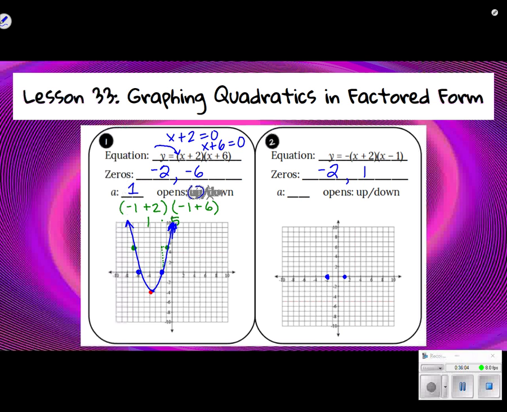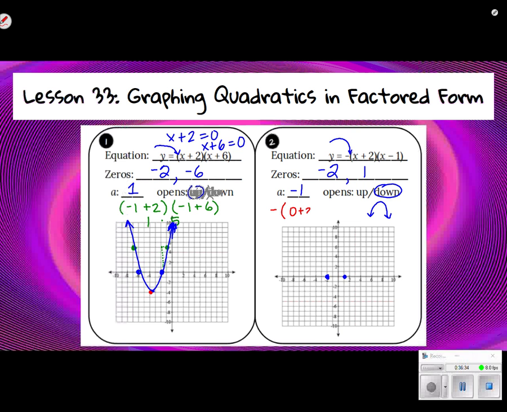All right, our a value, we look right in front of our parentheses, and we see a -1. That means it opens down. So it's going to flip upside down. It's going to be a frowny face. Now, because our vertex is a fraction, we might want to pick some numbers that are nice. So look here, an x value of 0 is in between those two points. So let's plug in 0.